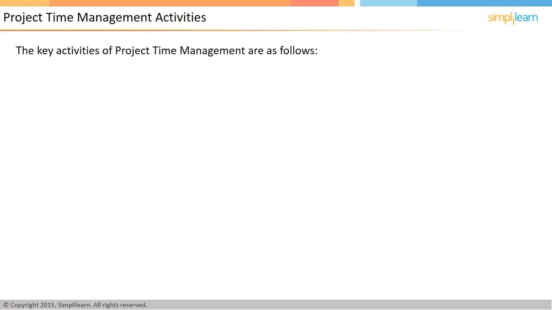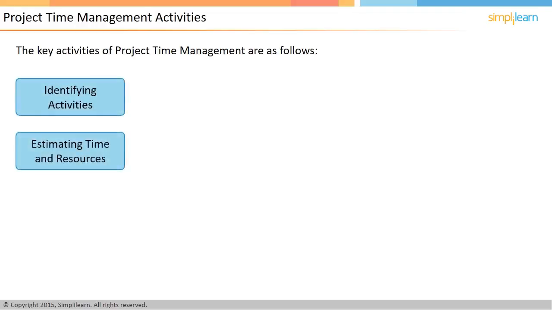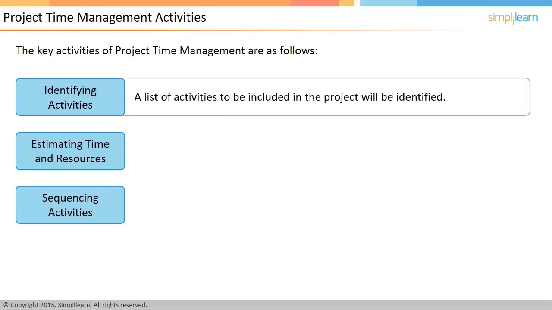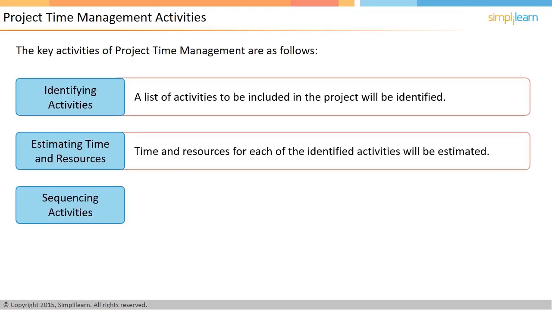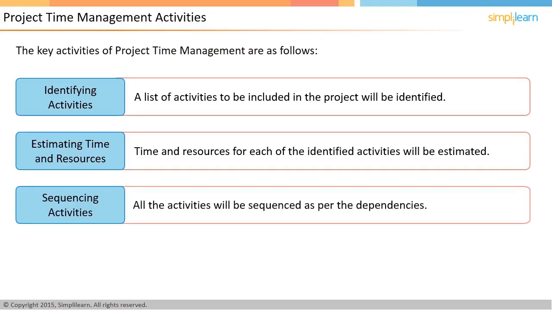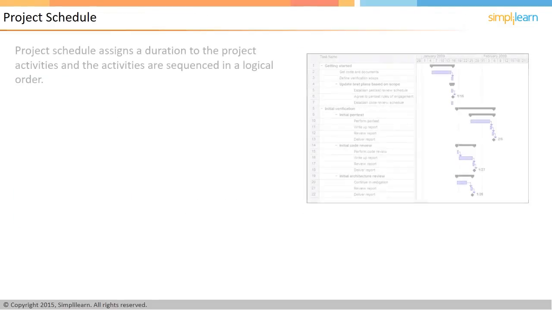The key activities that are part of project time management include identifying activities, estimating time and resources, and sequencing activities. It is important to identify a list of activities that would be a part of the project. Next, an estimation of the time and resources required for completing the identified activities is done. Finally, these activities need to be sequenced as per the dependencies. In the next screen, let us discuss the project schedule.